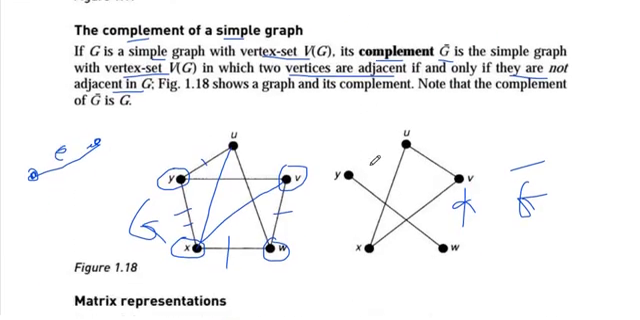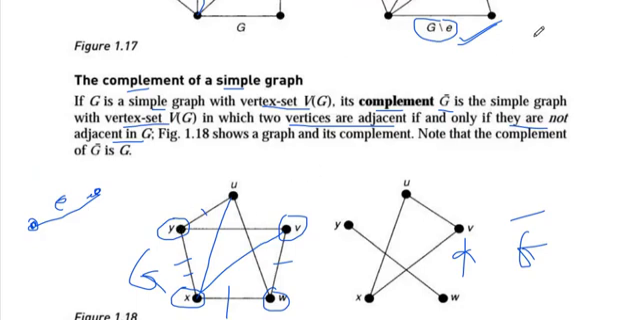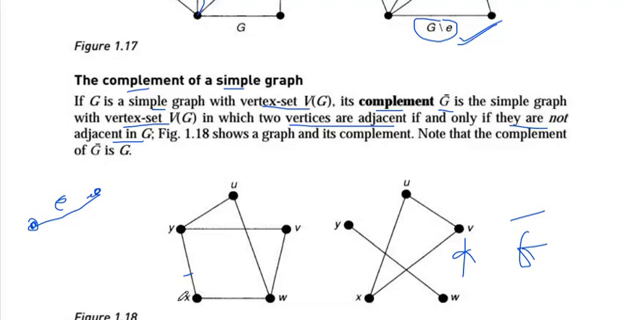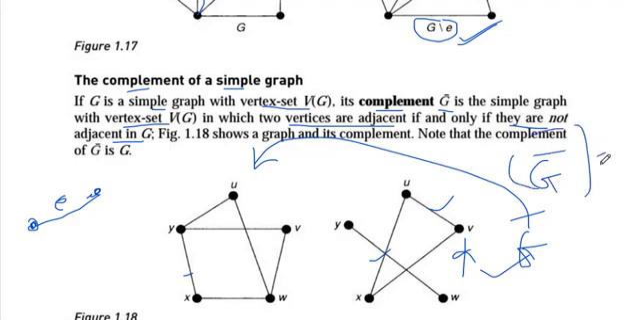Then complement: you have to remove the edges joining two vertices, and where there is no joining between two vertices, you have to make an edge. So it's called complement. Now if you want the complement of G bar, what graph will we draw? This graph. So the complement of G bar is always G. So it's a complement of a simple graph.